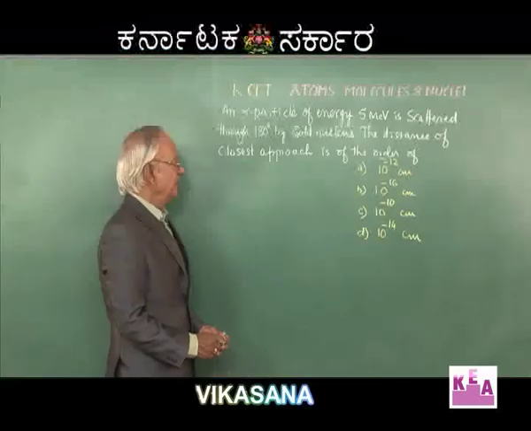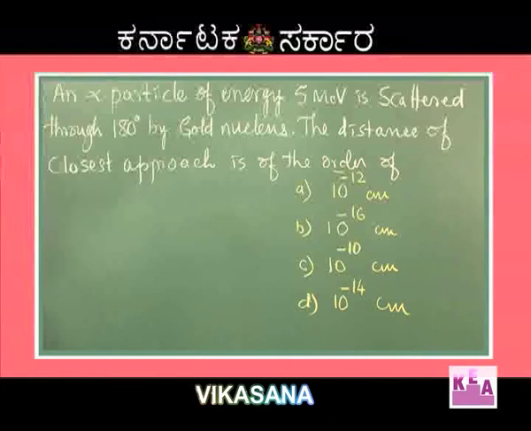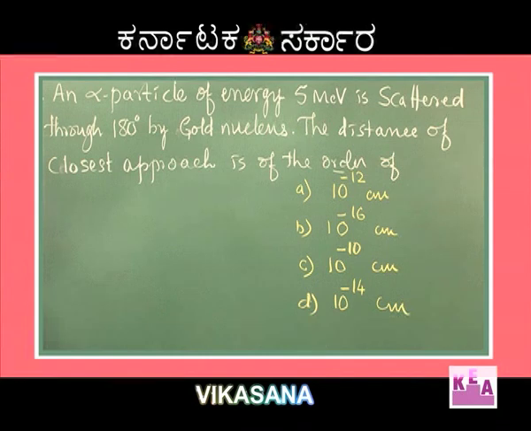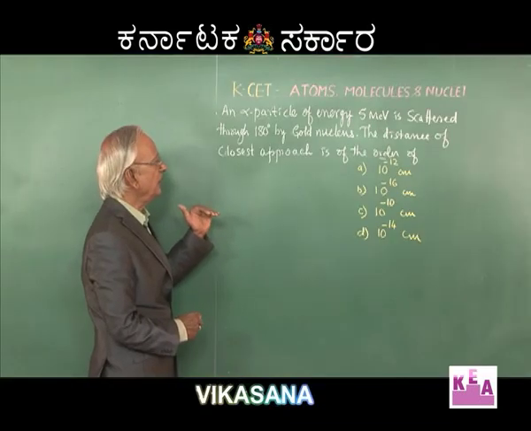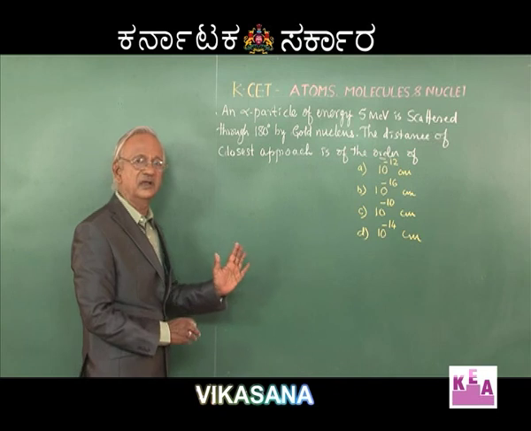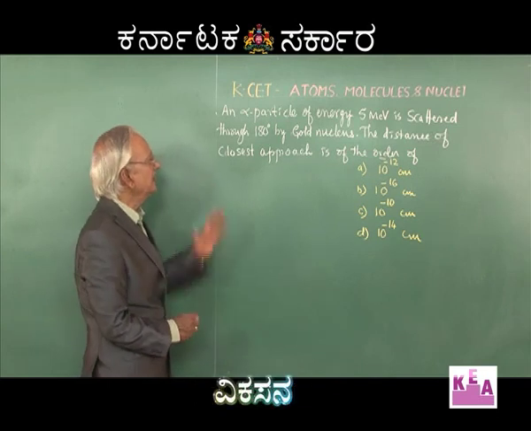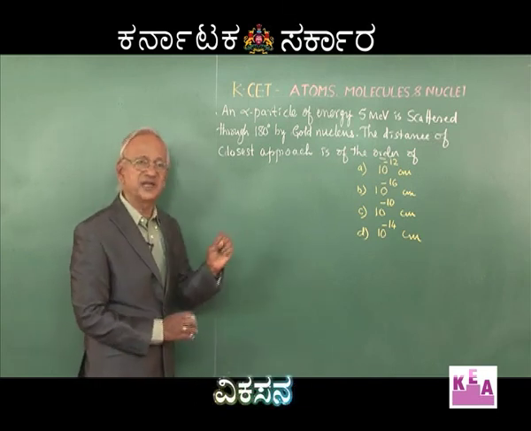So, another question we have, students, here. An alpha particle of energy 5 million electron volt is scattered through 180 degrees by a gold nucleus. The distance of closest approach is of the order of: the options are 10 to the power of minus 12, minus 16, minus 10 and minus 14. Now, unless we have worked this out before, you cannot come to a correct answer, but let us spend a little time in understanding this problem.